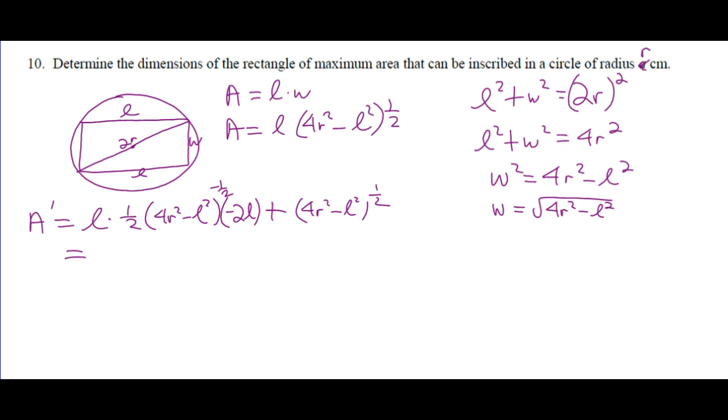No, it's fine. Okay, let's clean this up then. What have we got? We've got (4R squared minus L squared) to the half, minus, okay, so the half, the 2, we got an L squared. Well, let's put it over, L squared over the square root of 4R squared minus L squared.